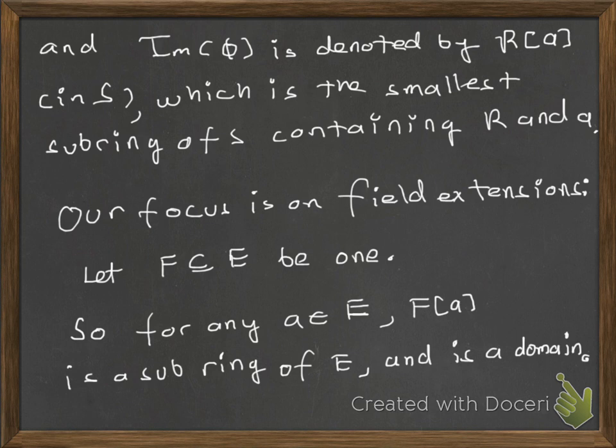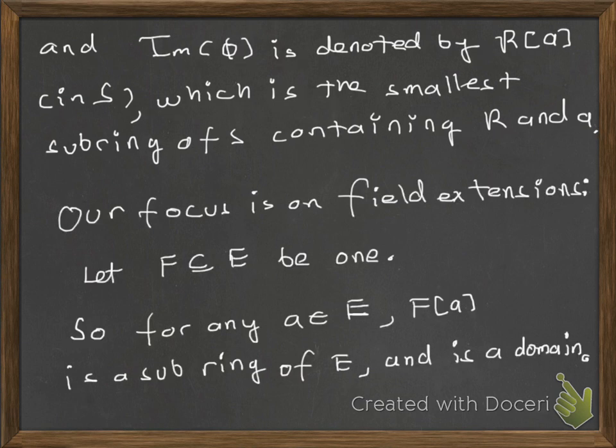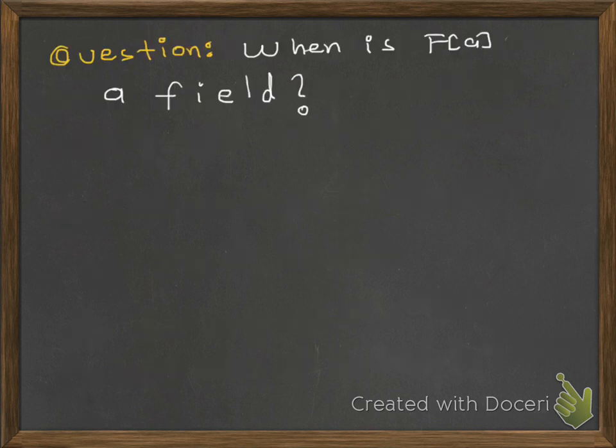Now R[A], sometimes I'll refer to it as R[A], sometimes as the extension of R in S by A. This is at the same time the smallest subring of S containing R and A. Okay, let's go back to our focus now, the field extensions. So you take an element A of the over field E, then F[A] is an integral domain sitting inside the field E, and the question that drives the whole discussion that we will carry out is this: when is F[A] a field?